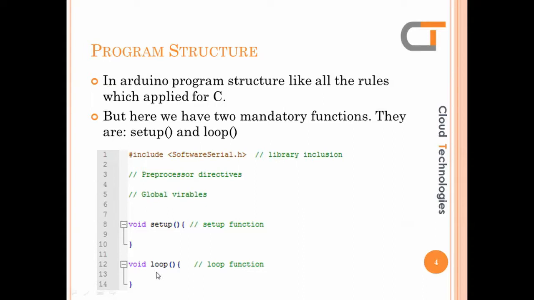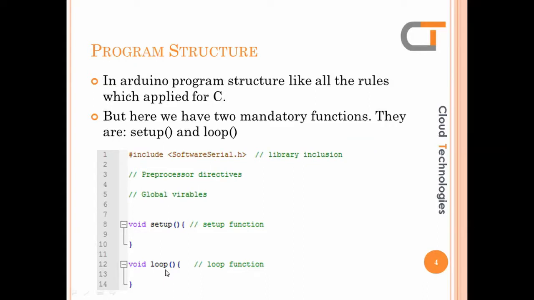So I will repeat again. Setup will execute only once when we switch on the Arduino board. The setup function will be used for initialization and configuration. After executing the setup function, control goes to the loop function. So loop is our main function. After executing the last instruction in the loop function, control goes to the first instruction of the loop. So it goes on iterating until we switch off the Arduino board.